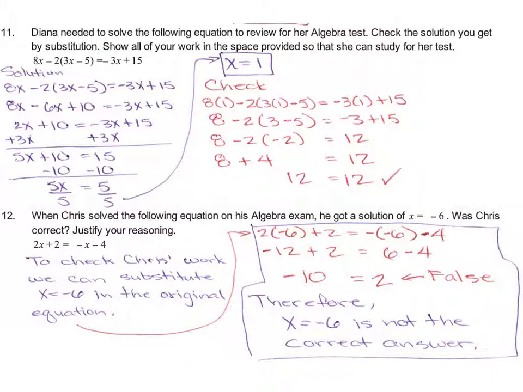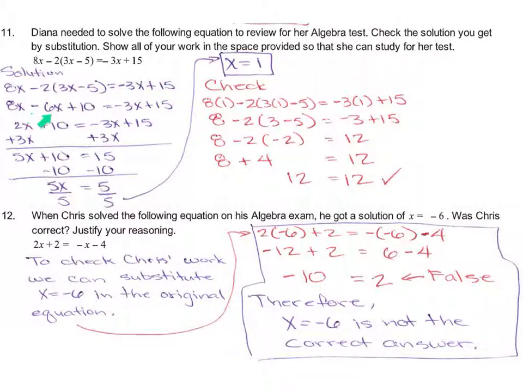For this next problem right here, you're asked to solve this equation: 8x minus 2 multiplied by the quantity 3x minus 5 is equal to negative 3x plus 15. So we want to show Diana how to solve it. We get started right here. You end up with 8x minus 2 multiplied by the quantity 3x minus 5 equal to negative 3x plus 15, sorry.